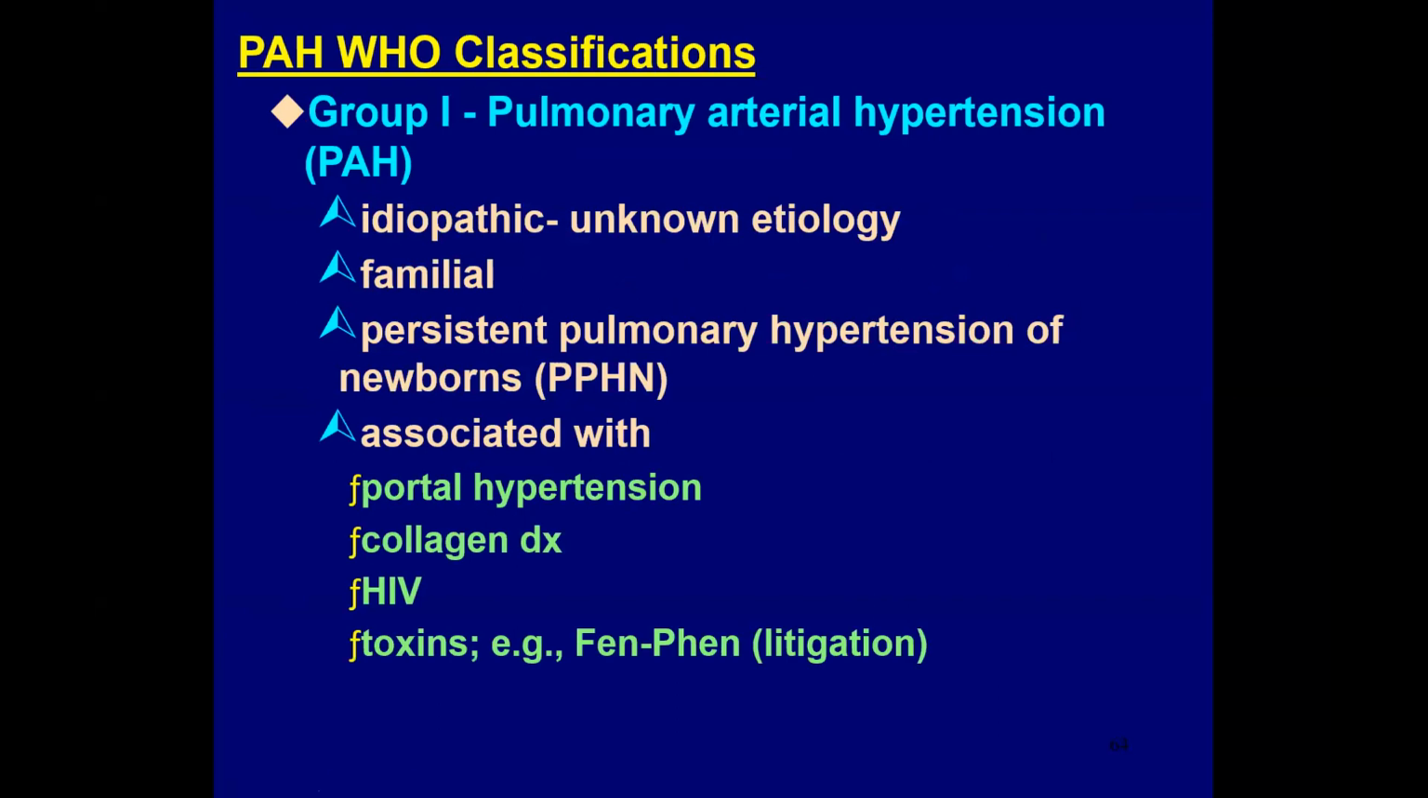It is classified by the World Health Organization into five different groups. First is group one. Group one are those that are caused by idiopathic and unknown etiology. Familial, persistent pulmonary hypertension of the newborn or PPHN. Group one is also associated with portal hypertension, collagen disease, HIV infection, and toxins such as a diet drug years ago called fen-phen, and it caused pulmonary hypertension. People died, and there was lots of litigation over that.